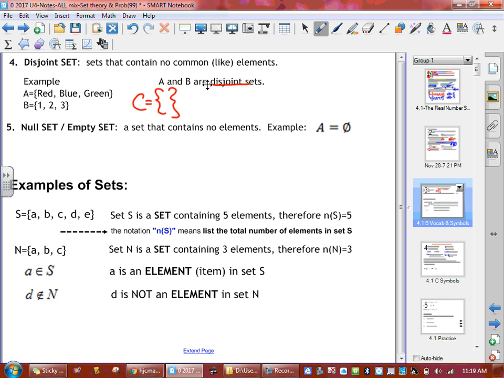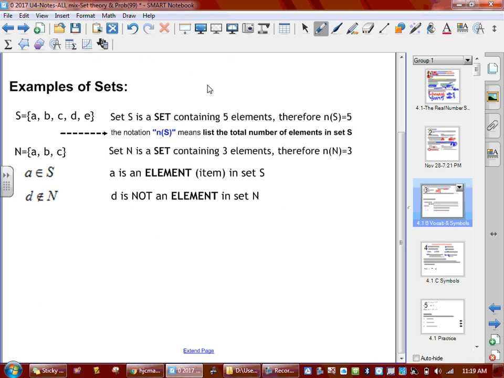Here are some examples of sets, and this is how they're written. This is just a review to show you what they are. Set S is a set containing 5 elements, or 5 objects, or 5 items. Therefore, n(S), the number in set S, is 5. There's another symbol here, the E with the strike through it. That one means not an element of the set. So this one is saying D would not be an element of the set N, natural numbers.